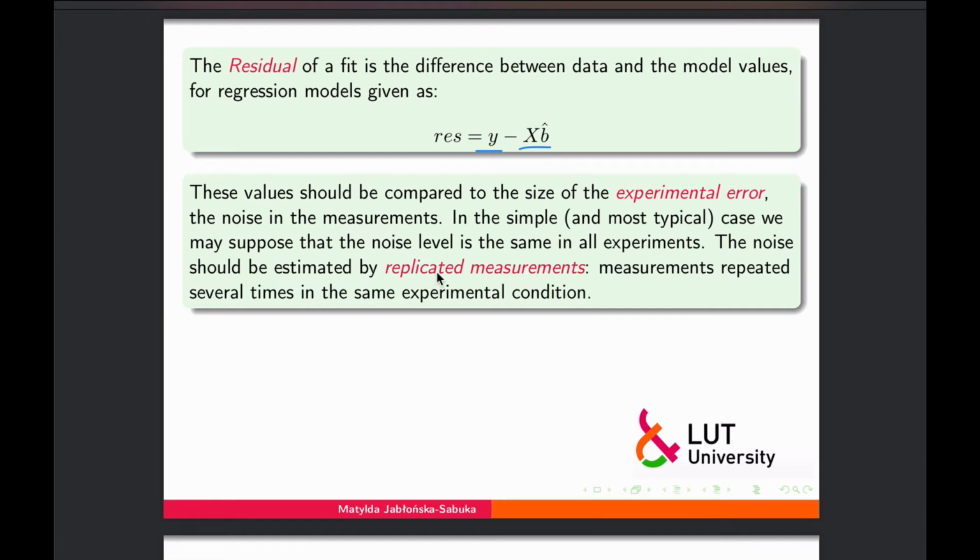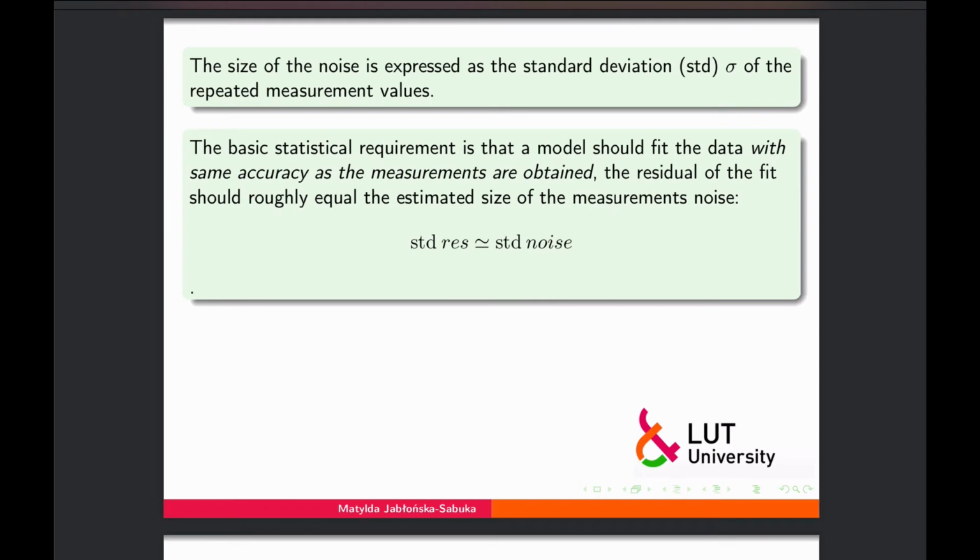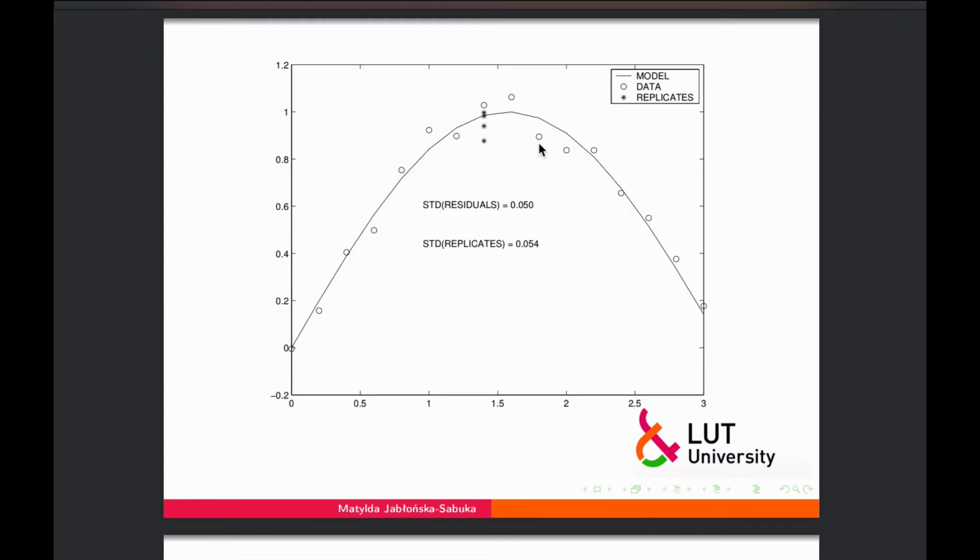These are measurements which are repeated several times in the same experimental condition. The size of noise is expressed as the standard deviation, sigma, of the repeated measurement values. The basic statistical requirement is that a model should fit the data with the same accuracy as the measurements are obtained. So the residual of the fit should roughly equal the estimated size of measurement noise. Here is the relationship, and in graphical way, this is what we mean.